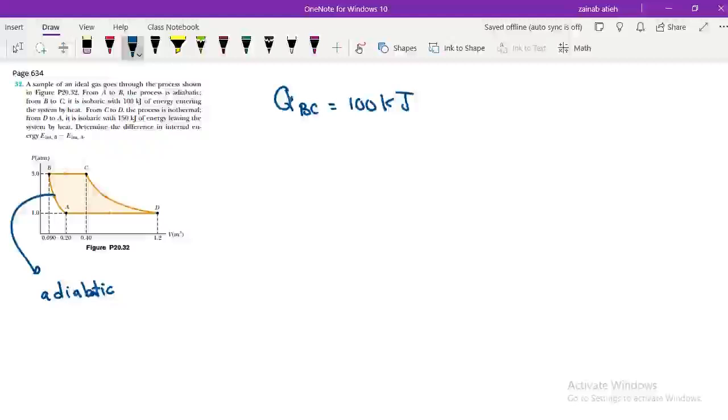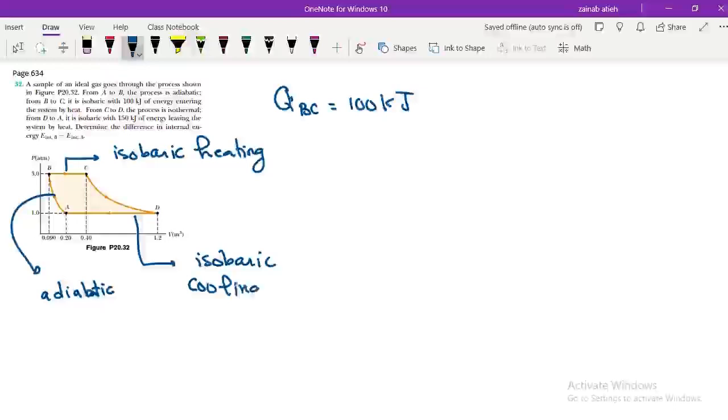Now, even without saying it's entering, I can guess alone. Why? Because this one is an isobaric heating. Because I'm heating, so for sure the temperature will be increasing, and in this case Q will be positive. Okay, so I'm absorbing heat. Down in DA, for example, this one is an isobaric cooling. So without him telling me that QDA is negative, it must be negative.